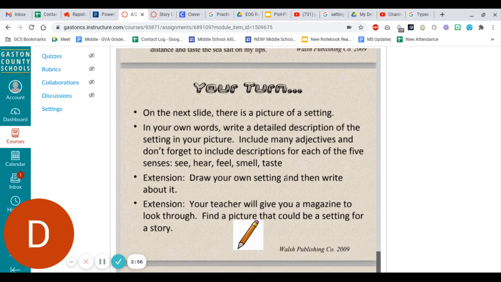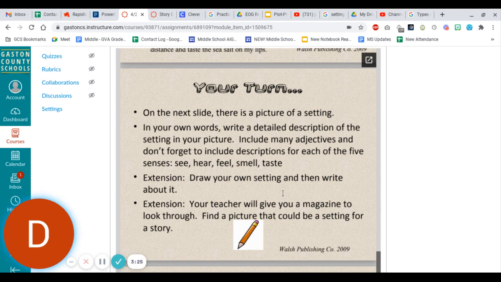Okay? So on the next slide, there's going to be a picture of a setting. So your job today is going to be to write a description of the setting for your picture. To include as many adjectives and make sure you tell me where and when it is. But I want you to make sure you try to include the five senses. You don't have to do all five, okay? But do include some of the senses, such as seeing, hearing, feeling, smelling, and tasting.